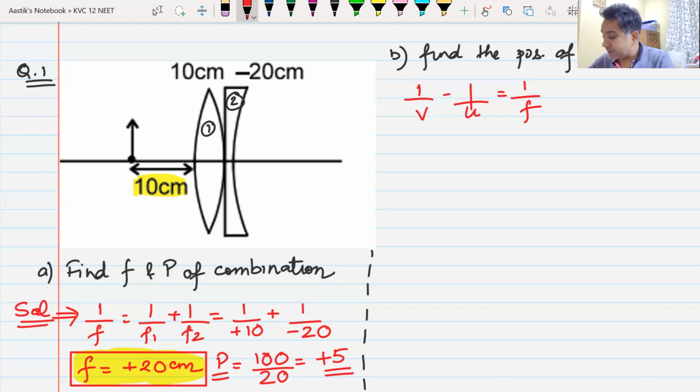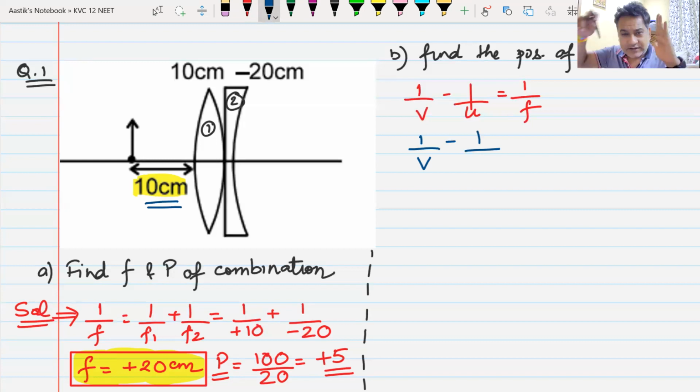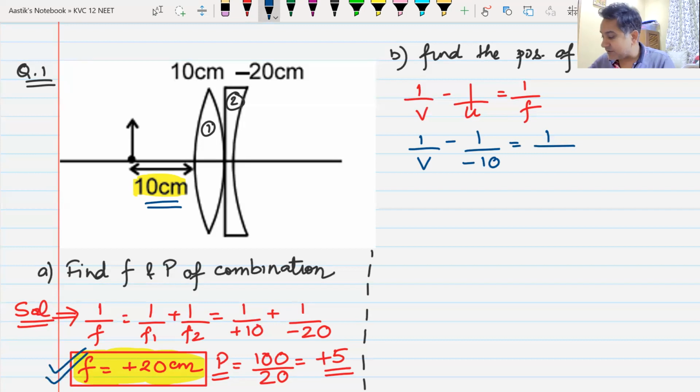I'll put the values. I do not know the value of v, so I will put it as 1 by v minus 1 by u. What is the value of u? U is this, and v's are coming like this. U will be negative. The value is minus 10. I hope you understand this. That will be equal to 1 by F. What is the focal length? We have actually calculated the focal length of the combination as plus 20. So I just put plus 20 here, my dear friends. I will calculate this and I will get the value of v.